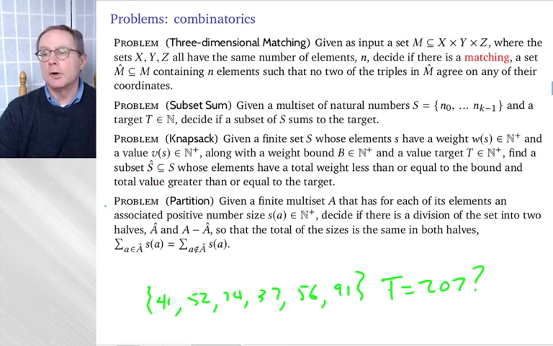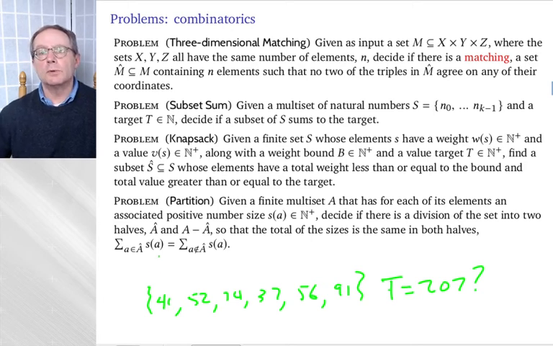And one more here, the partition problem. You're given a finite collection, a multiset A, that has for each of its elements an associated positive number size. You decide if there's a division of the set into two halves, A hat and the complement of A hat, so the total sizes are the same in both halves. So you might have, say, a collection of 100 numbers, those are the sizes, and you ask yourself, can I divide that collection into two halves where the sum of the things in the first half equals the sum of the things in the second half?